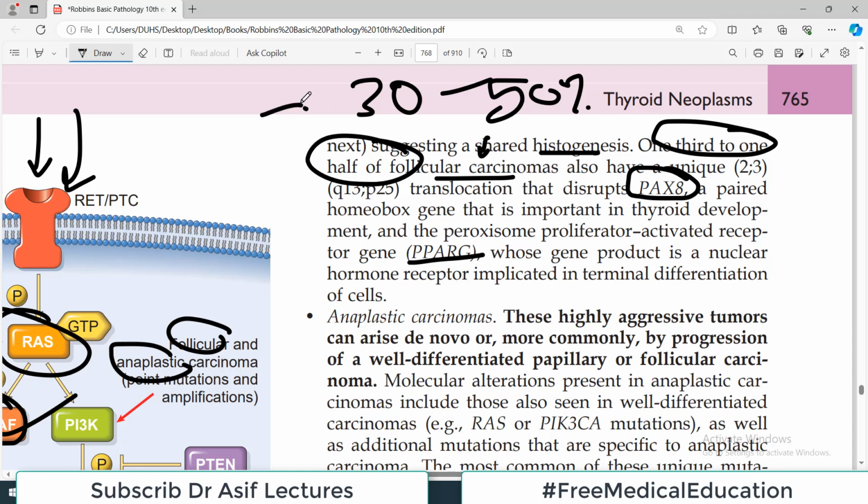So that's a very small attack rate. Small attack rate में इस sense में कह रहा हूँ कि we are not talking about all cancers. We are not talking about all thyroid cancers. We are talking about follicular carcinoma. So of all the follicular carcinomas, about 30 to 50. So it's a very selected population of cancers.